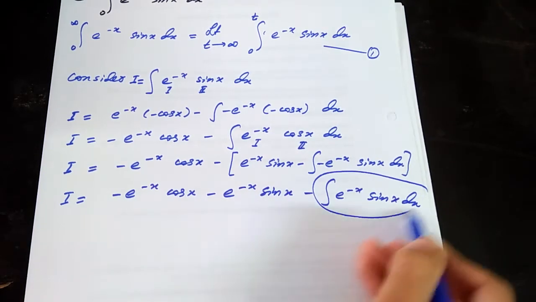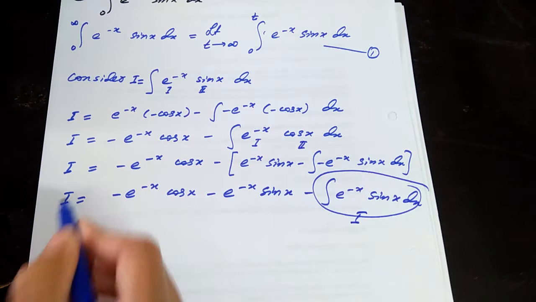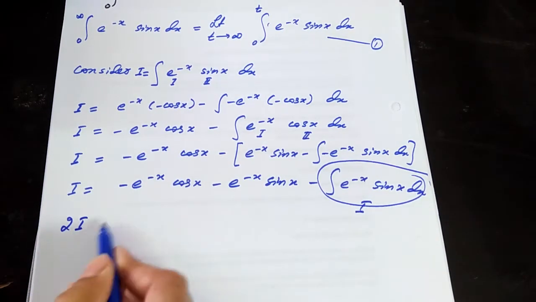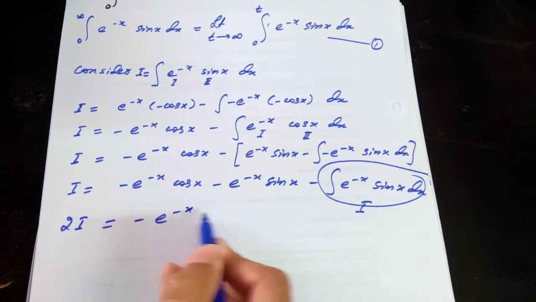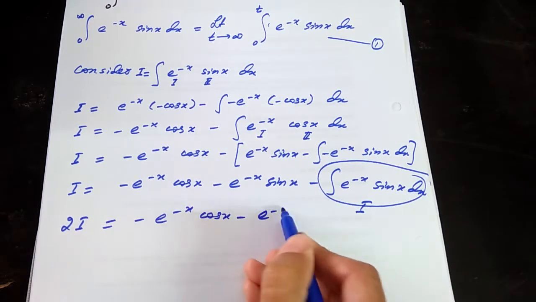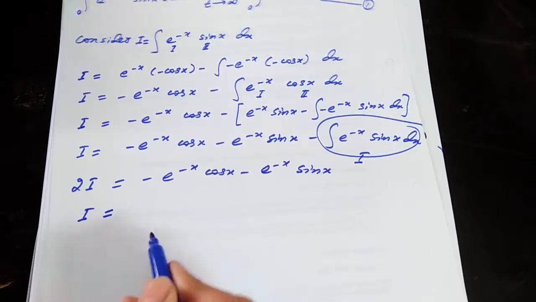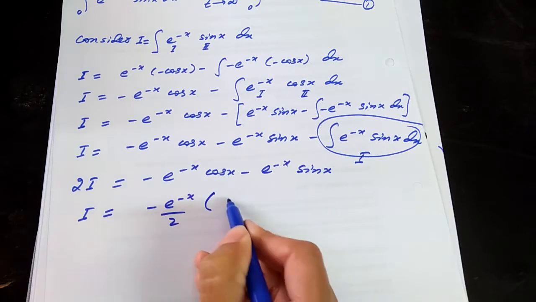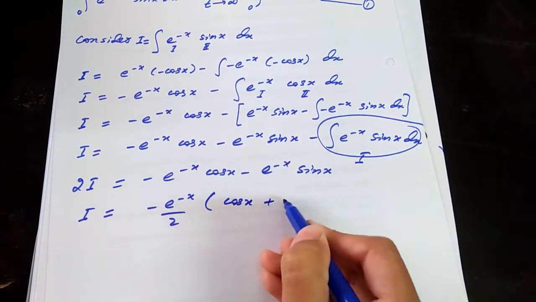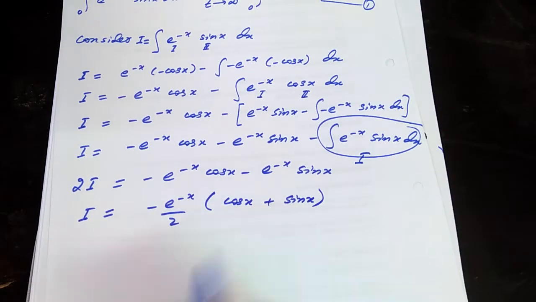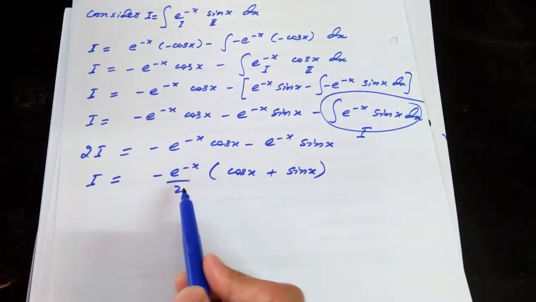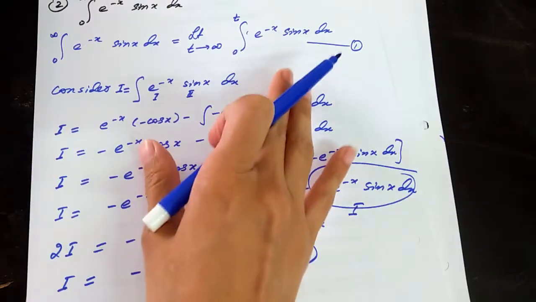If you observe, this is the same integral I. Move it to the left side. I plus I will give you 2I here. This will become minus e raised to power minus x cos of x minus e raised to power minus x sine of x. So I equals minus e raised to power minus x by 2, and inside, cos of x plus sine of x. Now you can use its answer here.